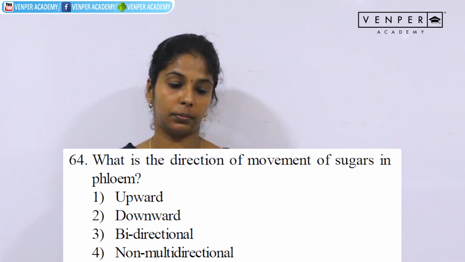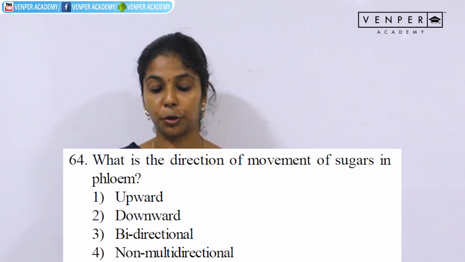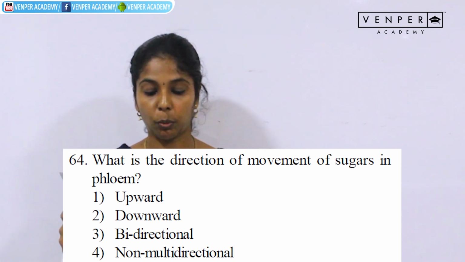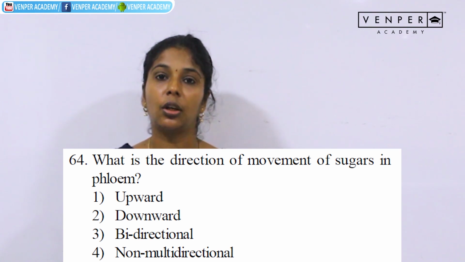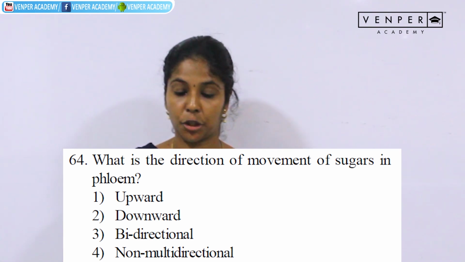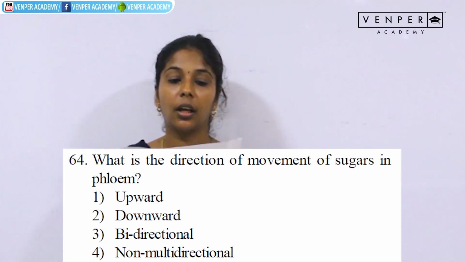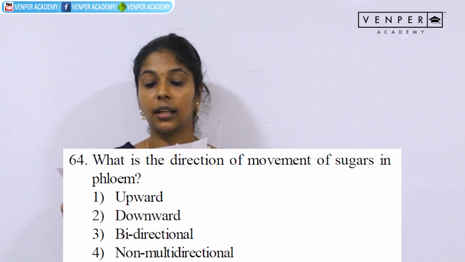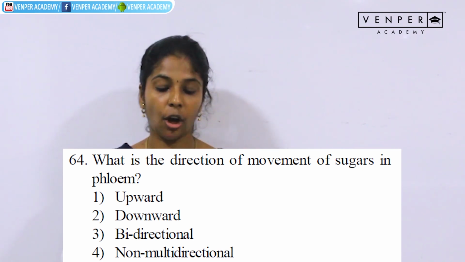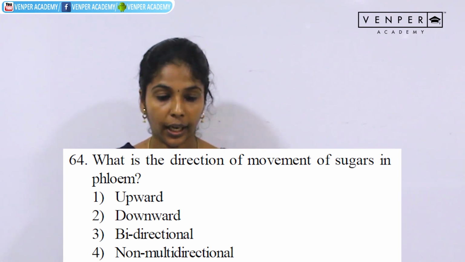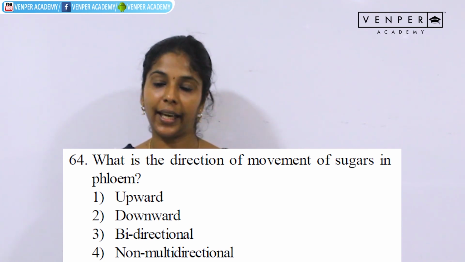Question number 64. What is the direction of movement of sugars in phloem? Option 1, upward. Option 2, downward. Option 3, bidirectional. Option 4, non-multidirectional. All the organic substances are transported bidirectionally or multidirectionally. So the correct option for the above question is option 3, bidirectional.